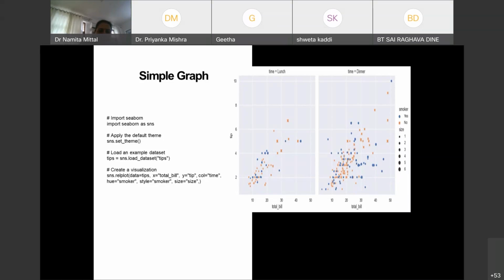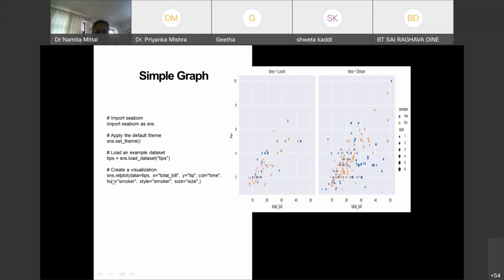I hope it's visible. Can you see it? This is a variable; you can take anything, T1, T2, T3, but this tips is the name of the dataset. Like you must have heard of the Iris dataset, of flowers. Similarly the tips dataset: the tip we give in restaurants. Here we are trying to find the relationship between the total bill and how much tip people give. This is about that.